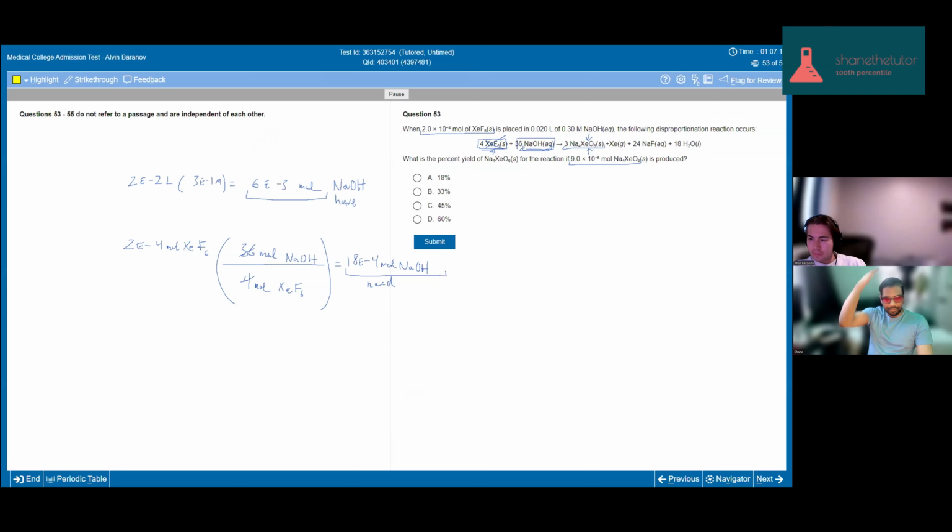So we found the moles of both reactants. Using the coefficients in the balanced reaction, we were able to determine that we have excess sodium hydroxide. So we're not going to use that to figure out how much product we get, because we're limited by the limiting reagent. We need a lot less sodium hydroxide than how much we have. So it's going to be determined by the amount of the limiting reagent, which is the xenon fluoride, right? And we're going to use that to figure out the amount of the sodium xenon oxide product.